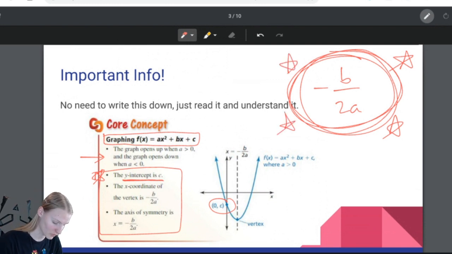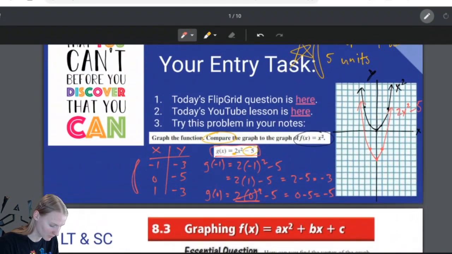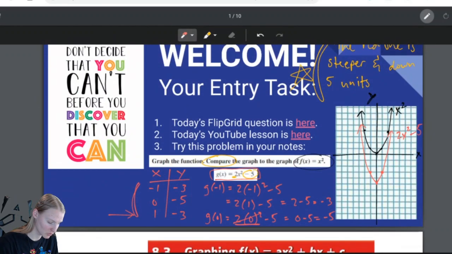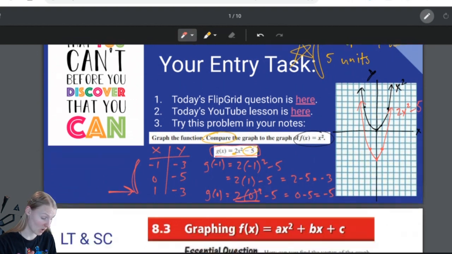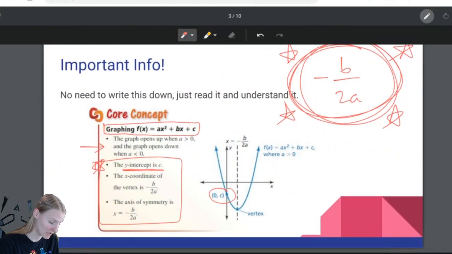Negative b over 2a. Remember how we talked about that axis of symmetry? Even in the first problem, we didn't have to do the math for this point because we used the axis of symmetry. This is going to be very helpful today because if we know what the axis of symmetry is, I know that this point is right here. I can just plop that point over there without even doing any math. So it is very important that we know where our axis of symmetry is so that we can find more points and complete our graph.